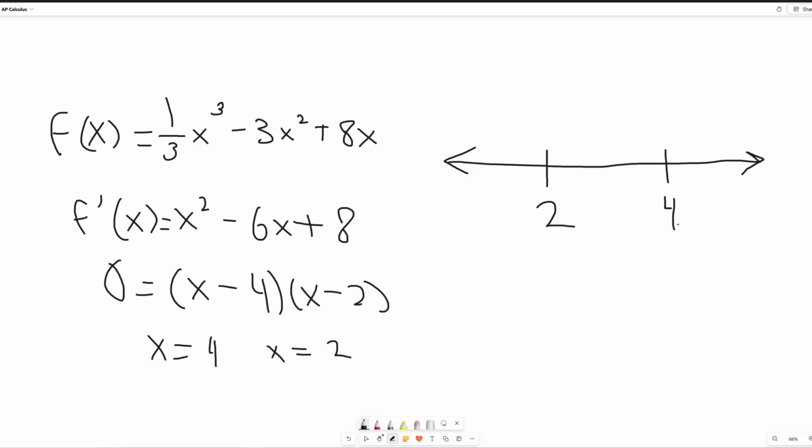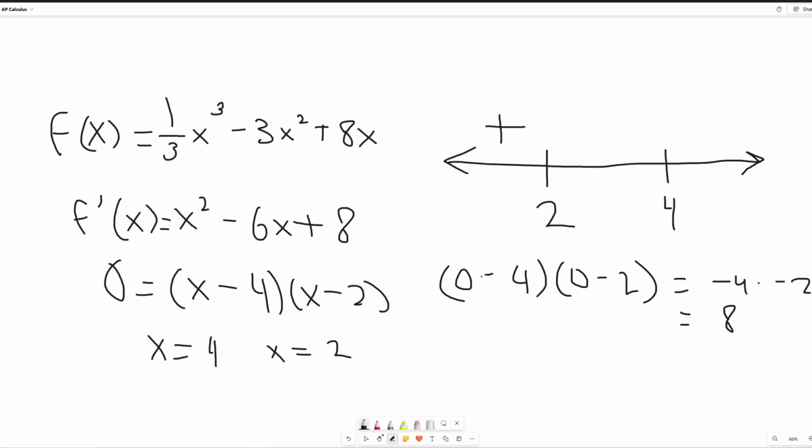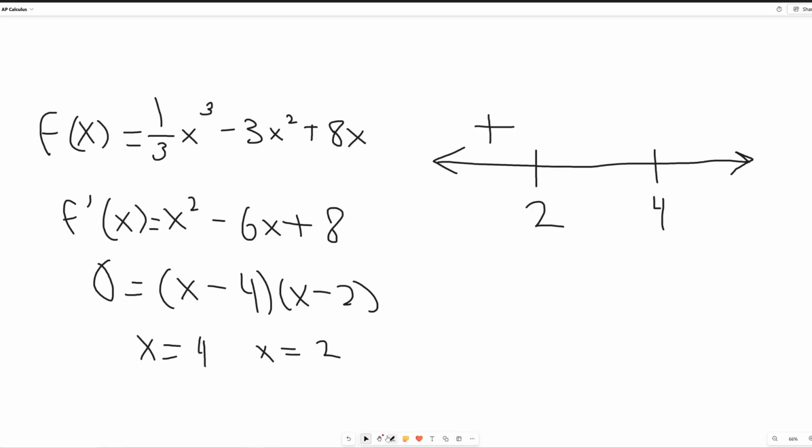Now let's test the derivative. When you plug in a number less than 2, let's plug in 0 to make it easy. We'll have 0 minus 4, 0 minus 2, which is negative 4 times negative 2, which is 8. That is a positive number, which means that when x is less than 2, the derivative is positive, so the function is increasing.